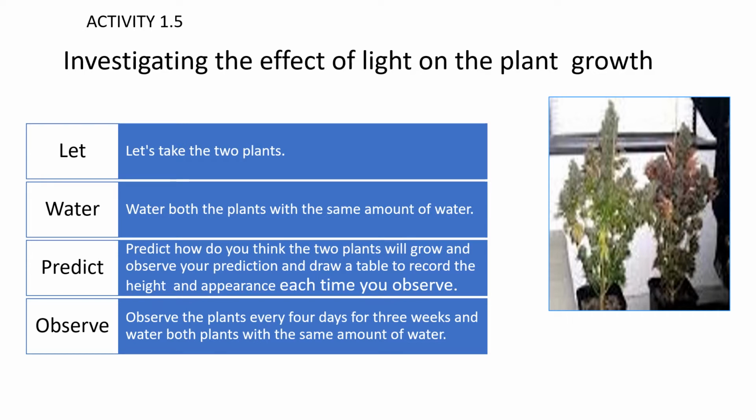So this is an activity. In this activity, we'll investigate the effect of light on plant growth. Let us take two plants. We watered both plants with the same amount of water. We have to predict how you think the two plants will grow, observe, and draw a table to record the height and the appearance each time you observe. Observe the plants every 4 days for 3 weeks and water both plants with the same amount of water.